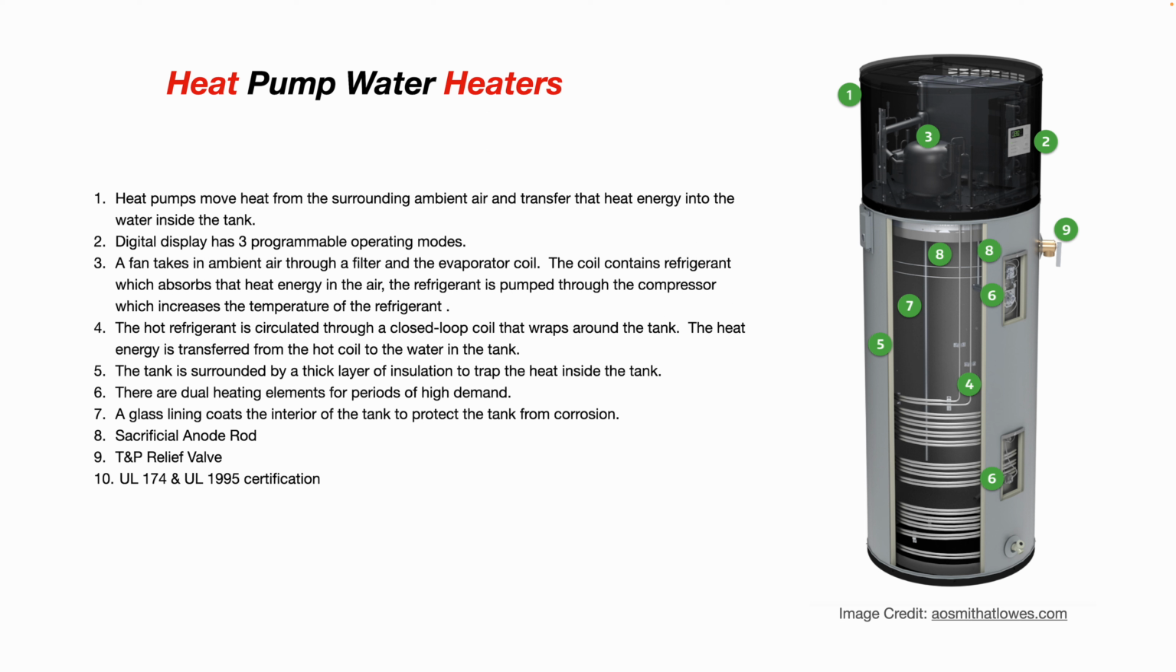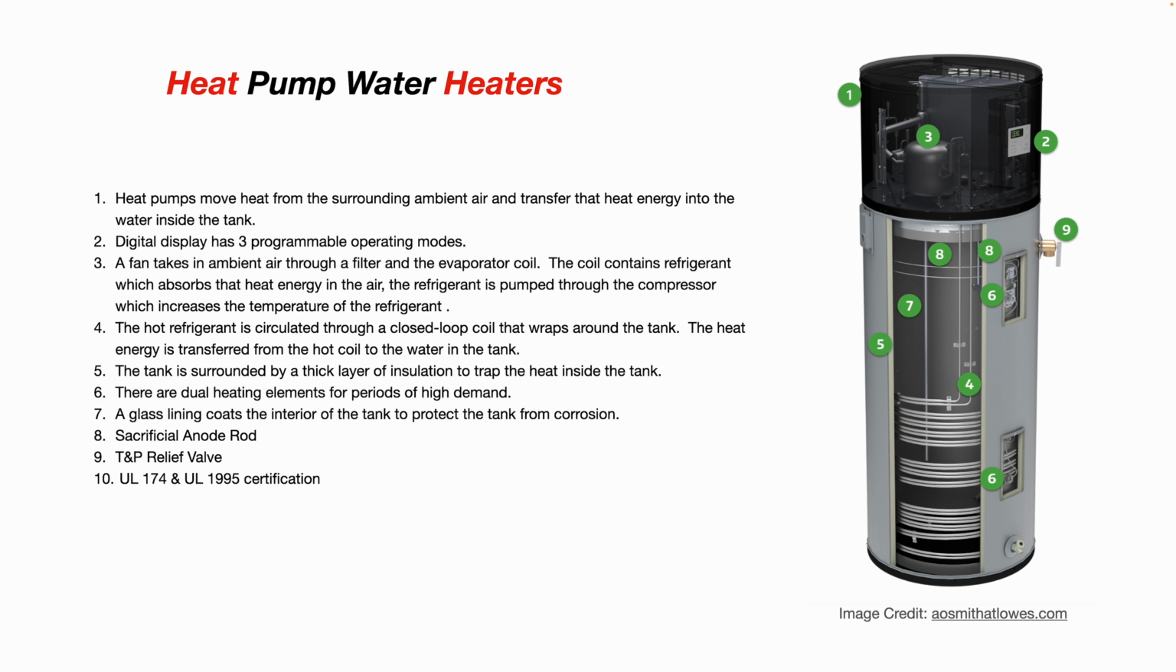Number two, you see there's a digital display that has 3 programmable operating modes. And the number 3 there above the compressor on the top of the water heater, basically a fan takes in ambient air through a filter. The air travels through the evaporator coil. The coil contains refrigerant, which absorbs that heat energy in the air. The refrigerant is pumped through the compressor, which increases the temperature of the refrigerant.